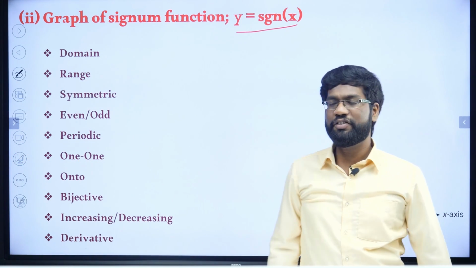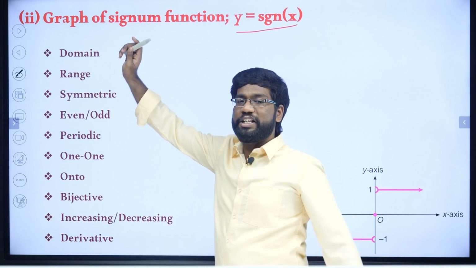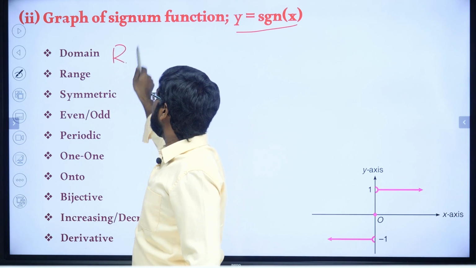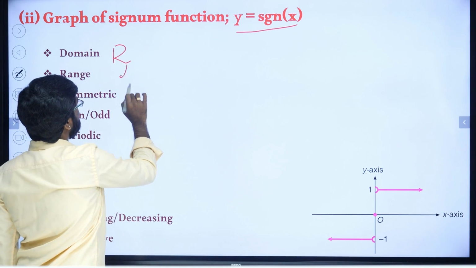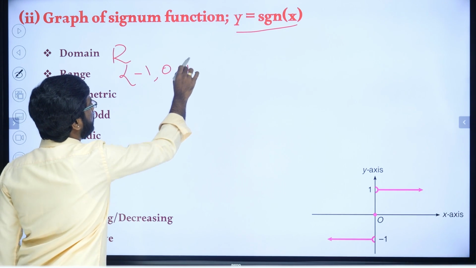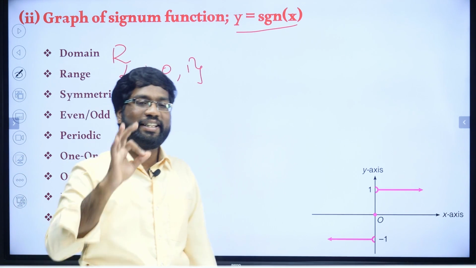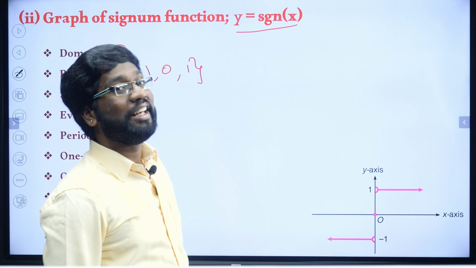That's what they have also given. So what is the domain, my dear students? Already we have discussed, the domain is R. What is the range, my dear students? Range is minus 1, 0, 1. That's all. Only the 3 elements are there in the range.